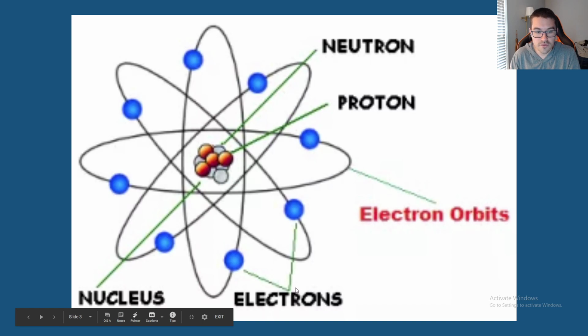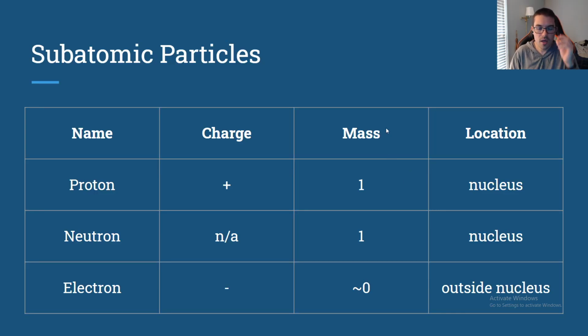The electrons, on the other hand, are sort of zipping around on the outside. They exist outside of the nucleus. And like I said, in the future, we'll talk a lot more about electrons and what they're doing specifically. But for now, just know that they exist on the outside of the atom in what are called orbits or orbitals. Okay?